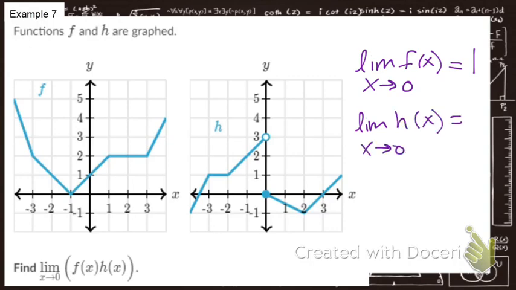Good job. Why not? There's a jump. The left and right hand limits are not equal. From the left it's 3, from the right it's 0. Therefore it does not exist. So what does that mean about our limit of when you multiply them? It does not exist. Yes, the limit does not exist if either one of them does not exist.